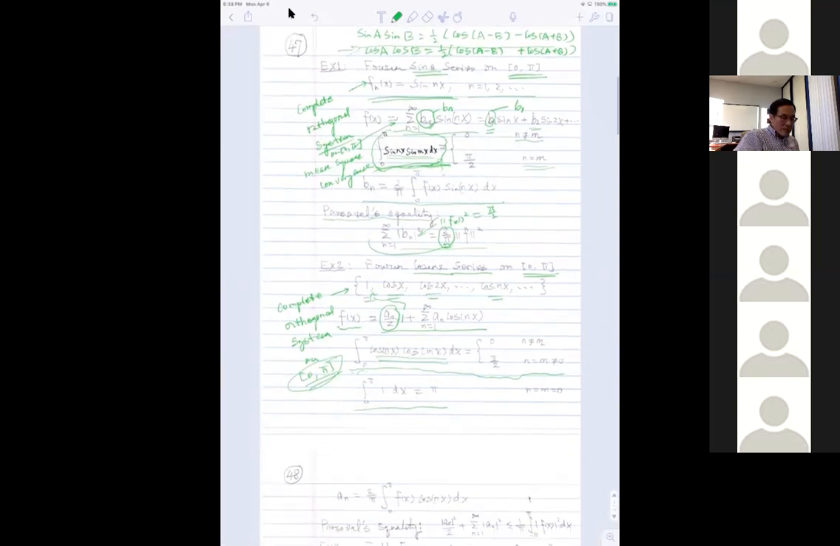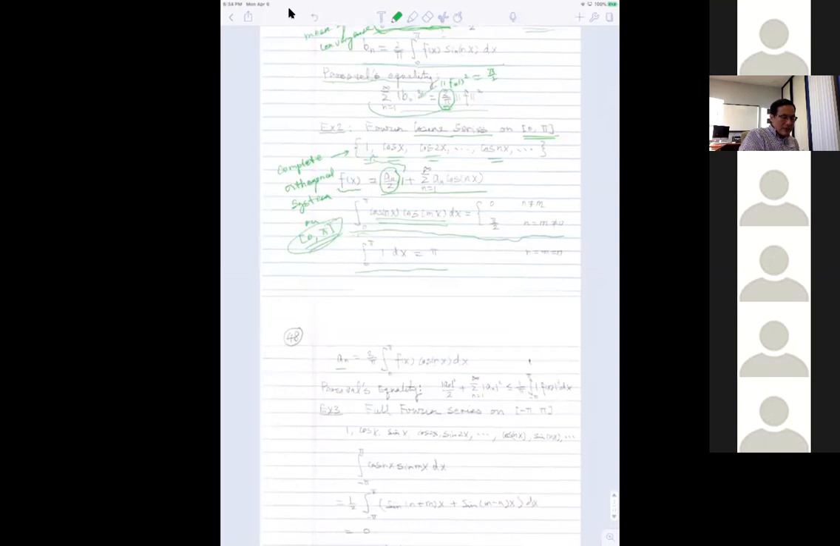Now, the an are given by this formula, very similar to what we have for the Fourier sine series. The only difference here is that you replace the sines by cosines. For the Fourier sine series, this is times sine, but for the Fourier cosine series, this is cosine. And Parseval's equality holds for the same reason, as in this one.